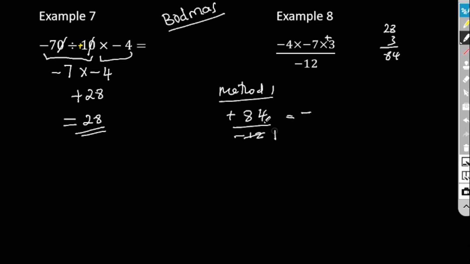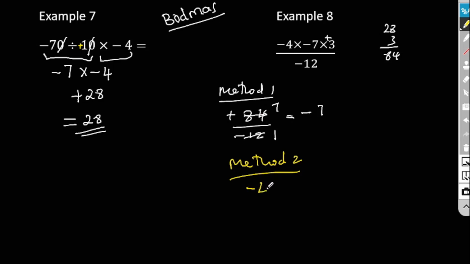Then 12 divided by 12 is going to be equal to 7. So the final answer there is going to be negative 7. Method 2, we are going to use the cancellation method to find a way you can simplify your expression to work it out in a better and more precise way.